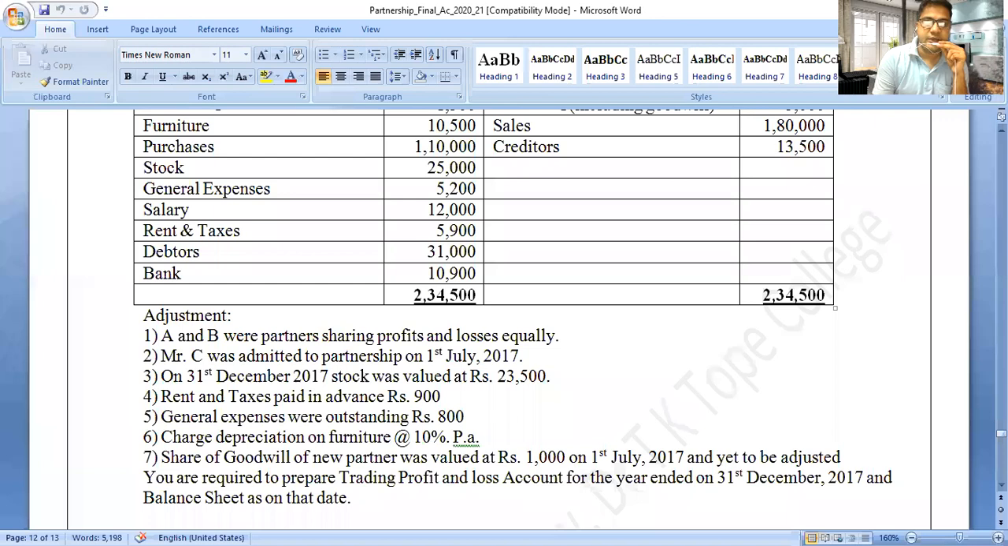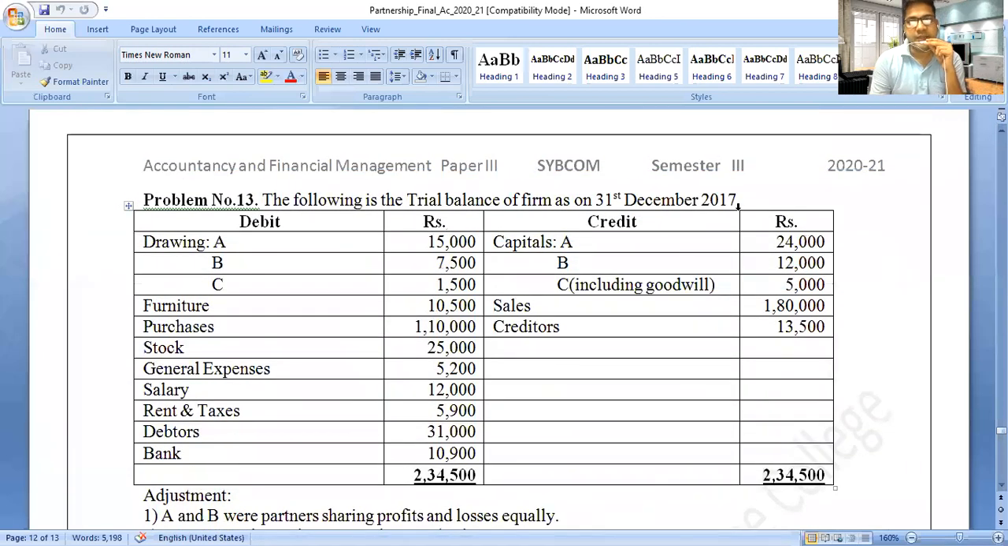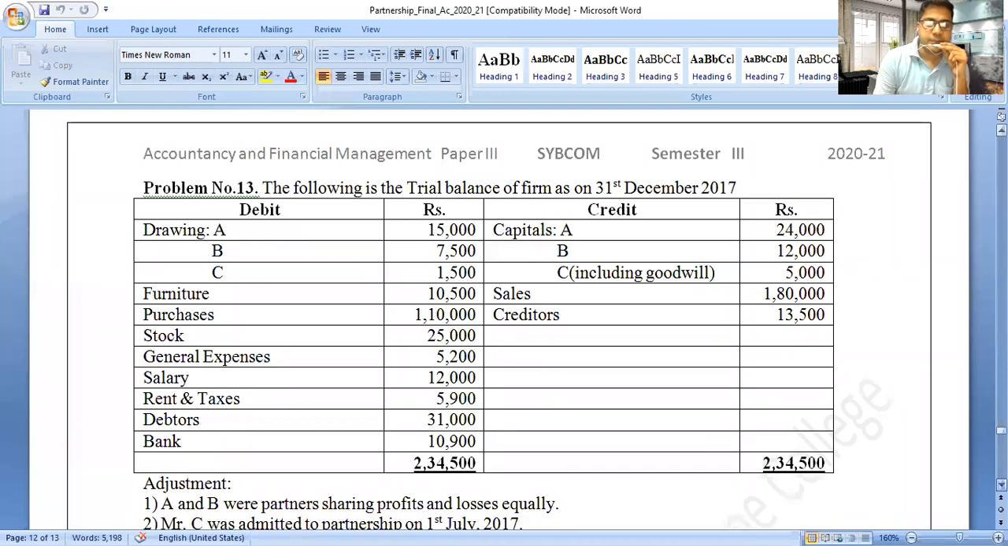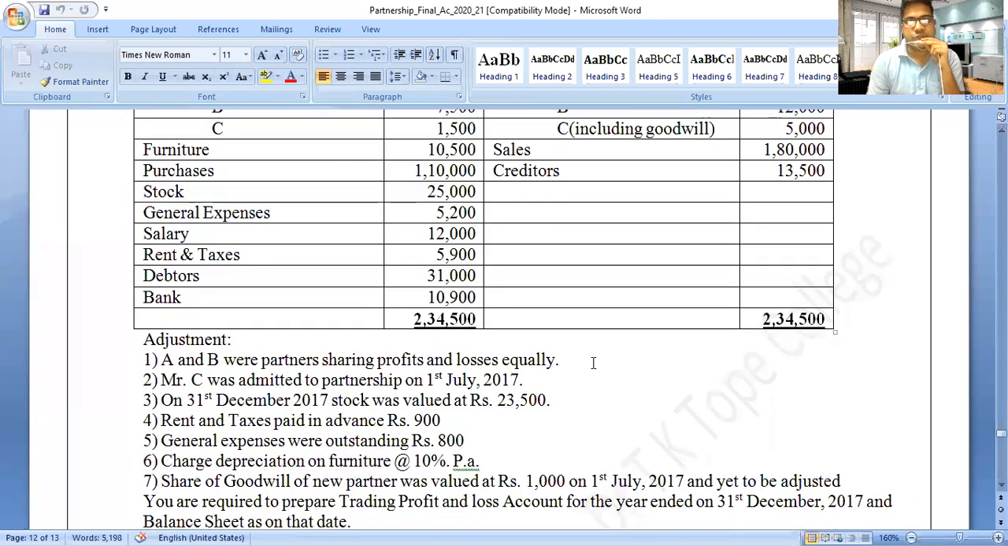Now, if you see in our problem, the calendar year is the year end, and information is provided about three partners: A, B, and C. A and B's profit sharing ratio is provided as equal, and they say that from 1st July onwards they admitted Mr. C as a second adjustment. It means that in between the calendar year, a new partner is admitted.